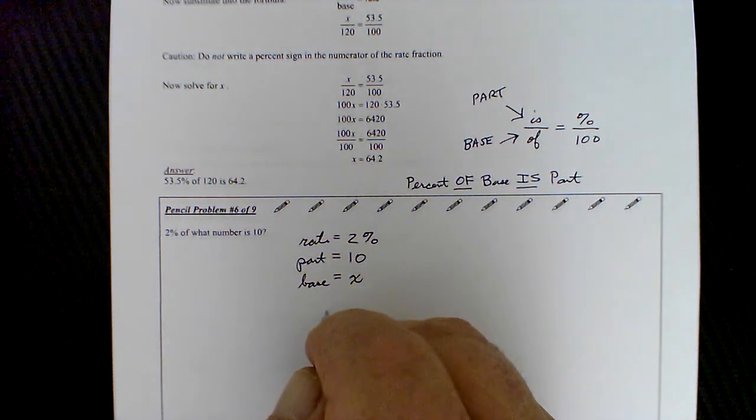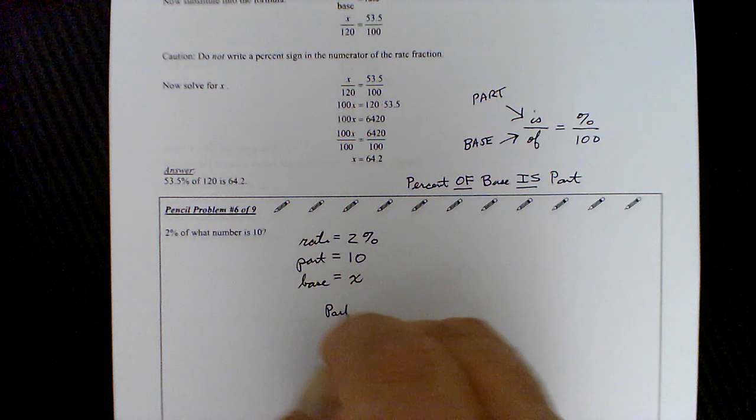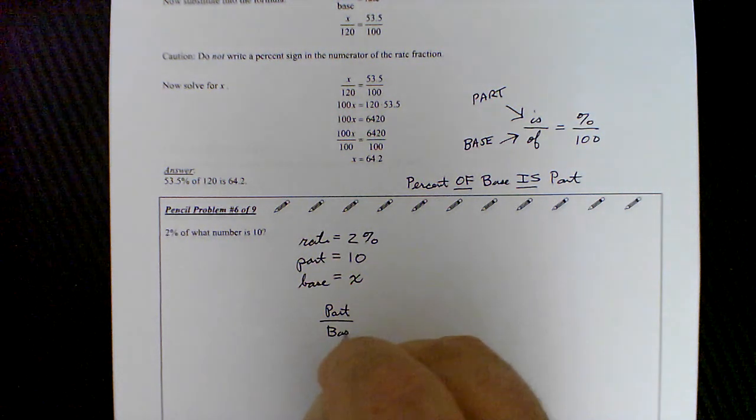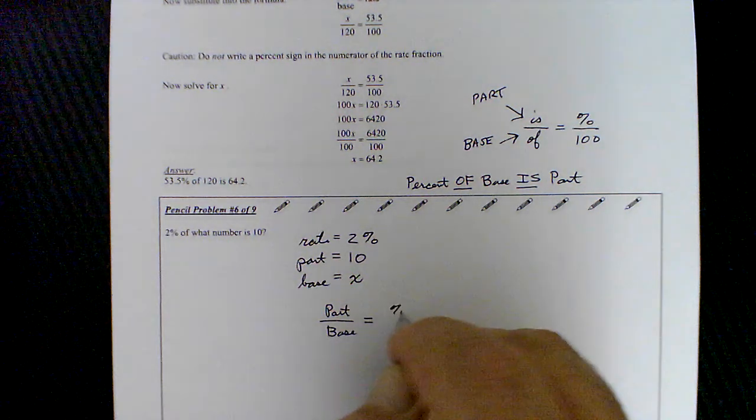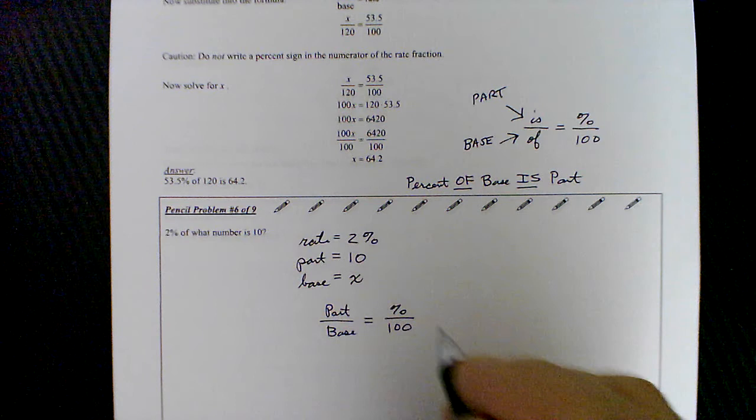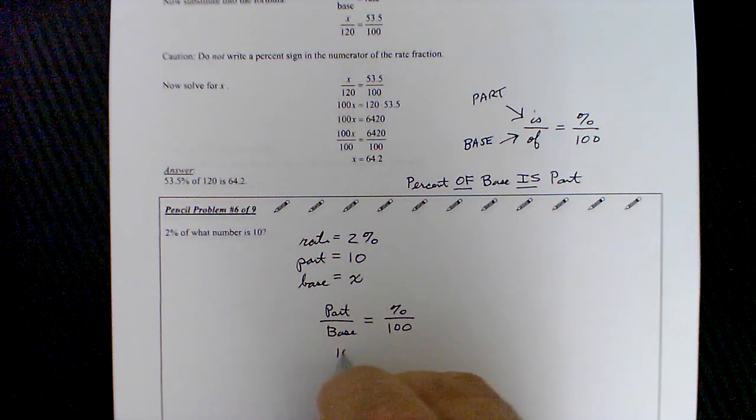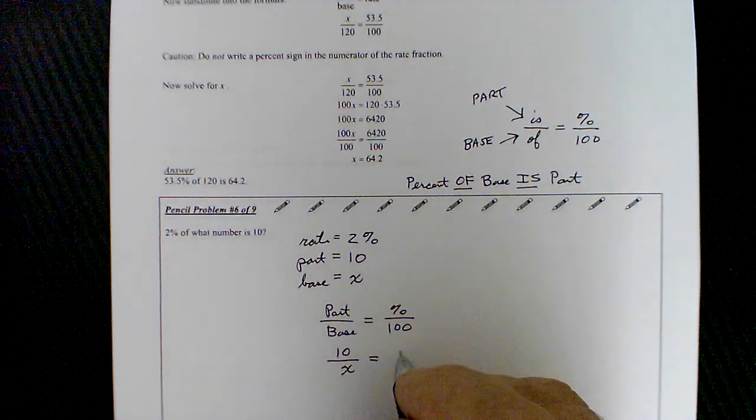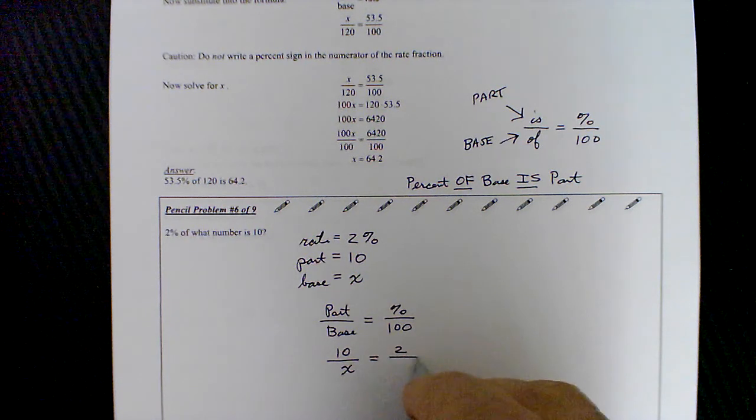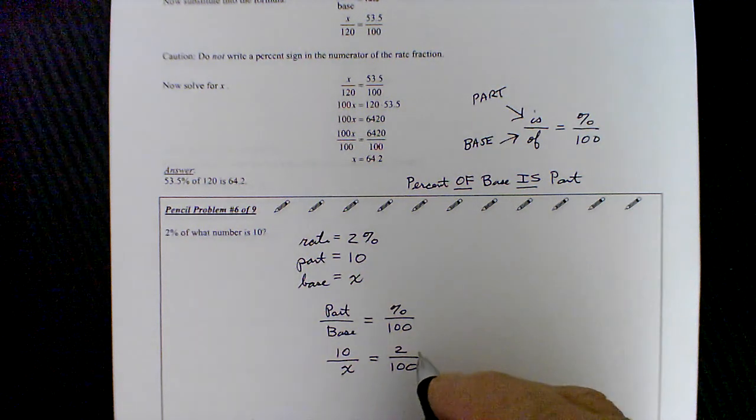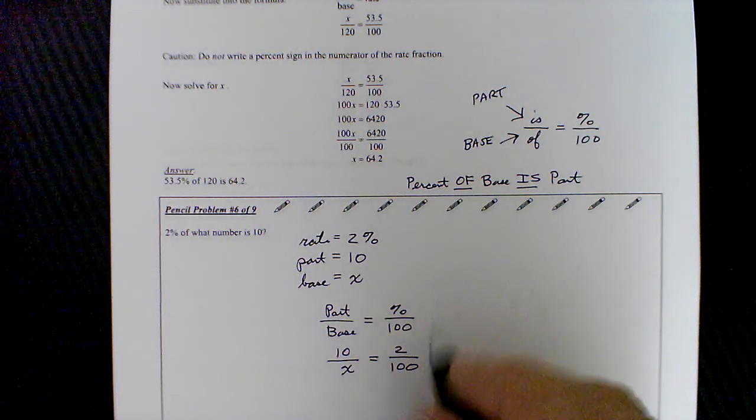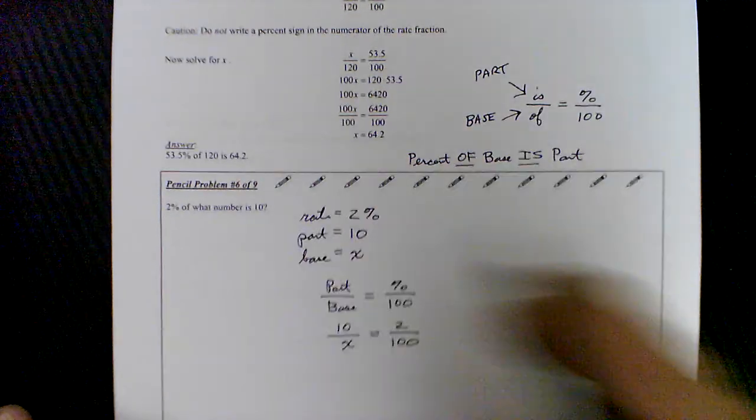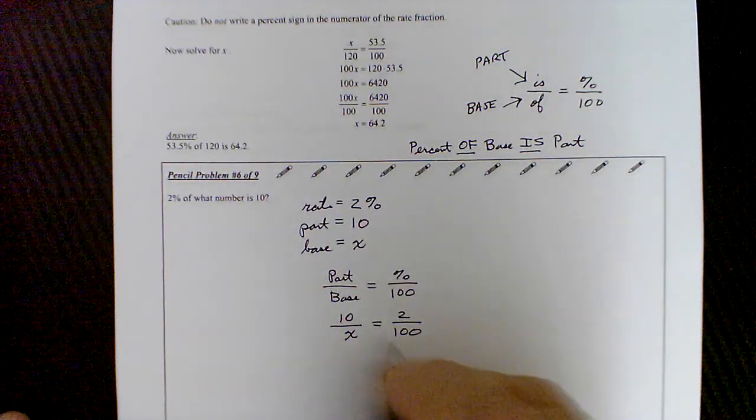And the formula formally is part over base is, I'm going to say, percent over 100. So the part is 10 over the base, the unknown, equals the percent, 2 over 100. So notice how I dropped the percent symbol. That's why we got the 100 in the formula. And you just put the rate in as it is. Okay, cross multiply.